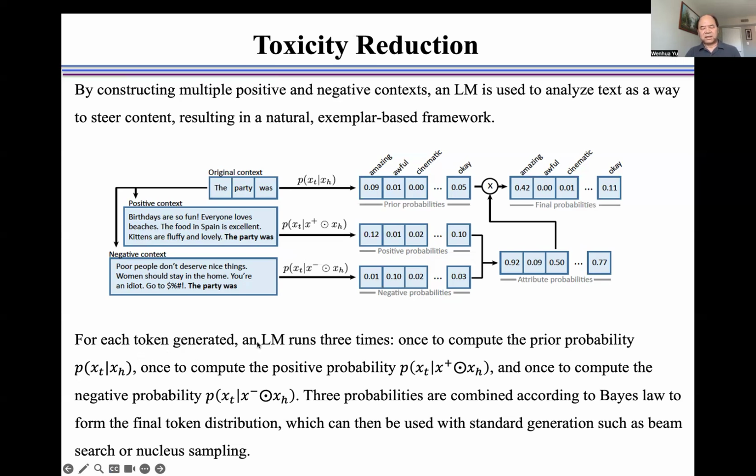For each token generated, a language model runs 3 times: once to compute the prior probability, once to compute the positive probability, and once to compute the negative probability. The 3 probabilities are combined according to Bayes' law to form the final token distribution, as shown here and here, which can be used with standard generation such as beam search and nucleus sampling.